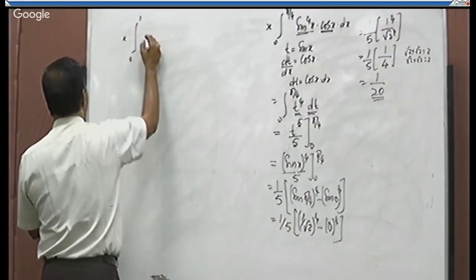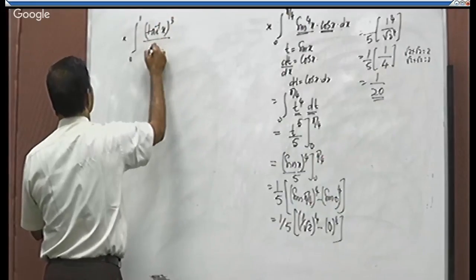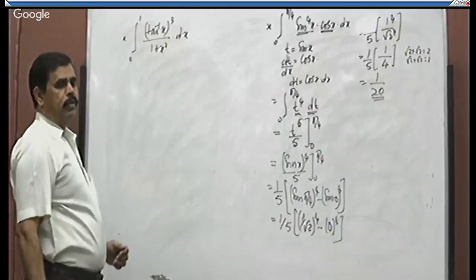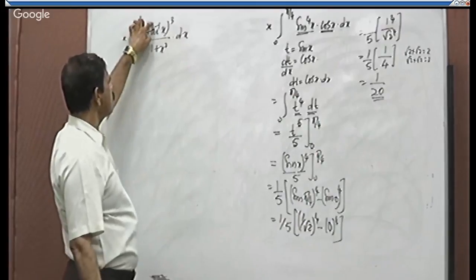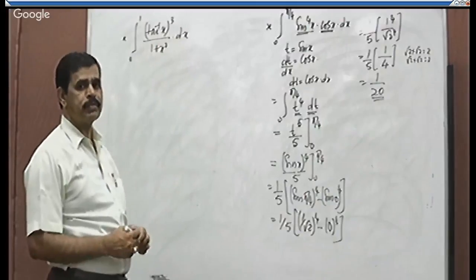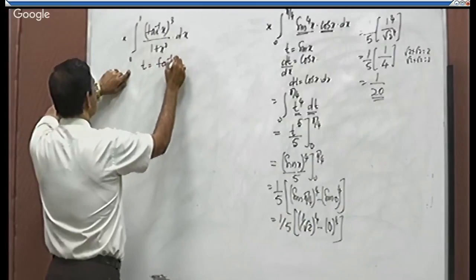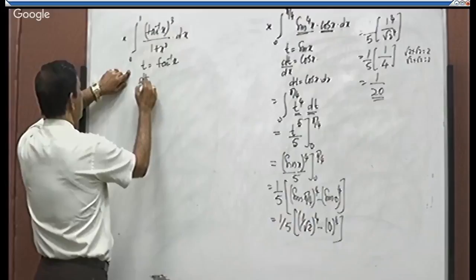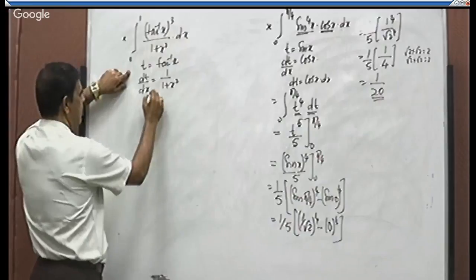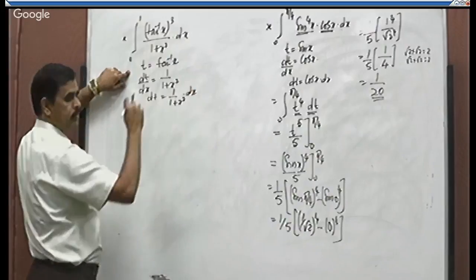Integrate from 0 to 1 of tan inverse of x to the power of 3 divided by 1 plus x square into dx. So tan inverse x is a function. What is its derivative? It is 1 by 1 plus x square. Both are given. Therefore, we have to go for the substitution method. Let t be equal to tan inverse x. Differentiate this. dt by dx is equal to what? 1 by 1 plus x square, right? Or dt is equal to 1 by 1 plus x square into dx.